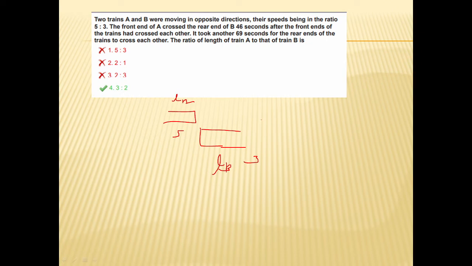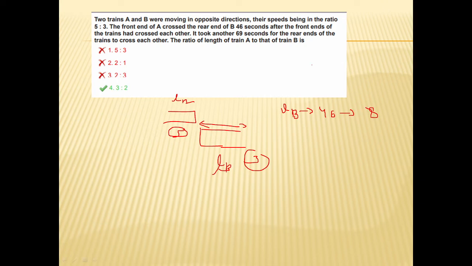What is case 1? The front end of A crosses the rear end of B. So A crossing the rear end means A traveled this complete train, so the distance covered in this case will be LB. Time taken is 46, and the speed: both are in opposite directions, so the relative speed will be 5 plus 3, 8.